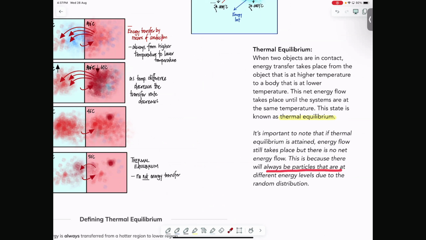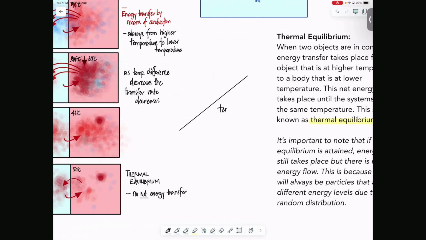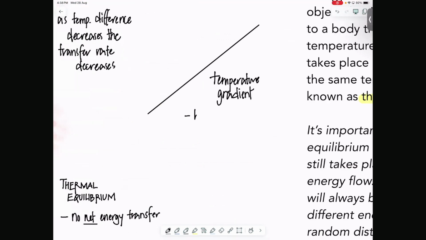This is because there will always be particles that are at different energy levels due to random distribution. So you will always have one particle that's more energetic here and less there. So eventually energy transfer will take place. And the idea of temperature gradient is helpful to know. What is temperature gradient? Higher the temperature difference, higher the rate of flow.